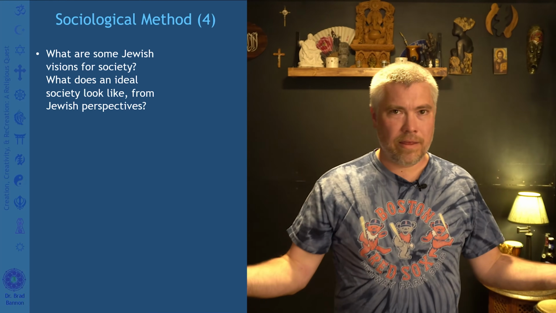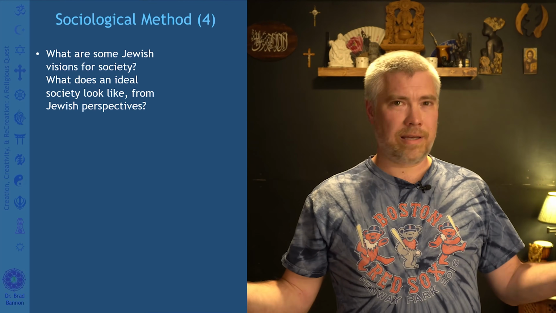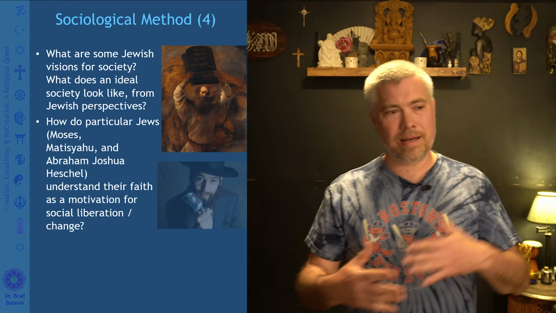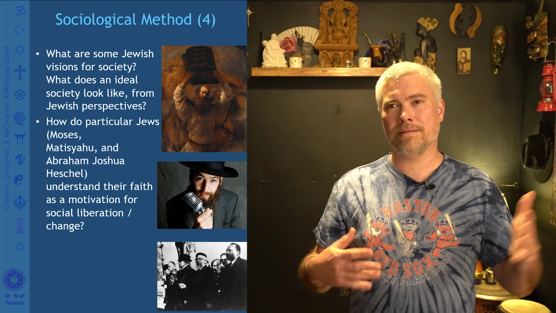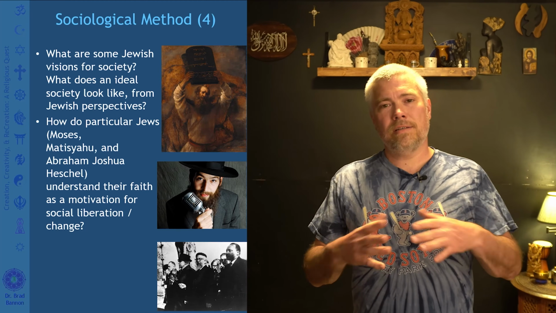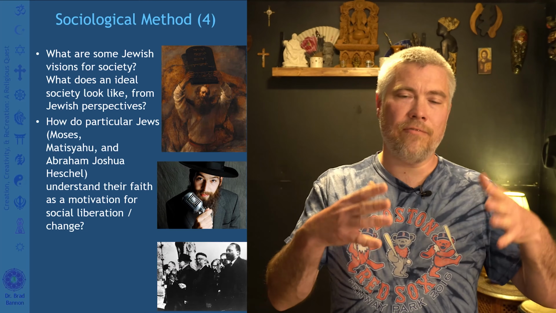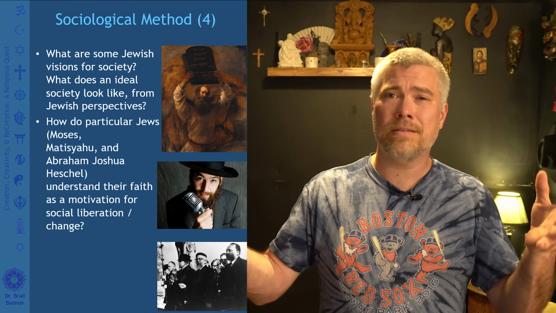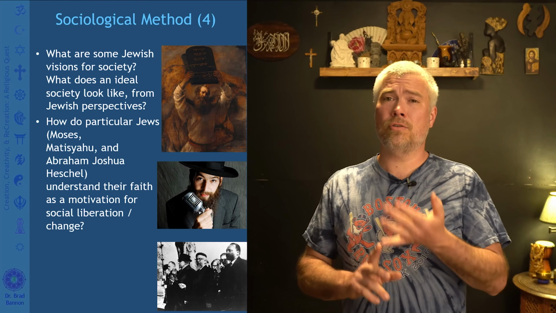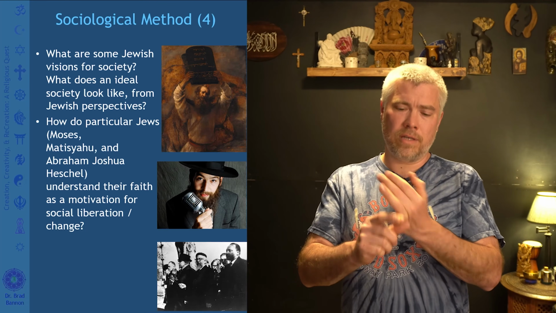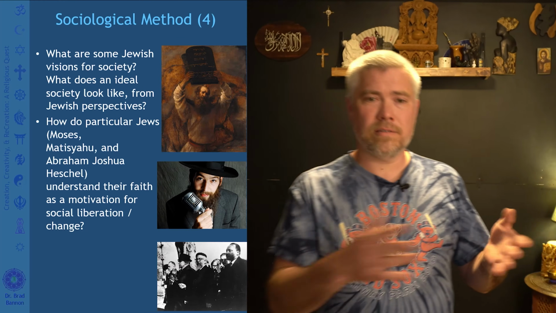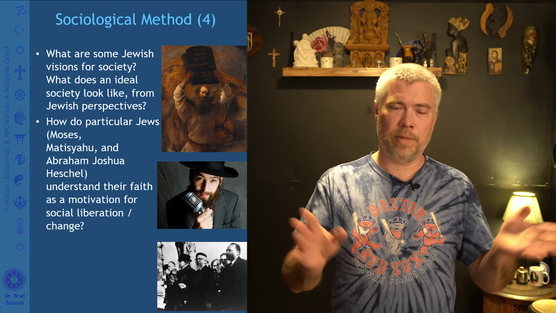Now, there are as many answers to that question as there are people to answer it or ask it. The way that I would picture an ideal society is likely different than the way you would picture an ideal society, or him or her or they or anybody. So the question is, how, from a Jewish perspective, can we look at various Jewish understandings of what an ideal society might look like? We're going to look at particular Jews, particularly Moses from the Hebrew Scriptures, Matisyahu from contemporary society, and hopefully Abraham Joshua Heschel, time permitting.